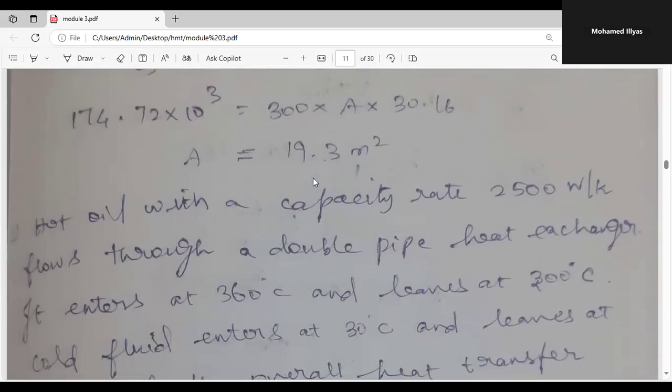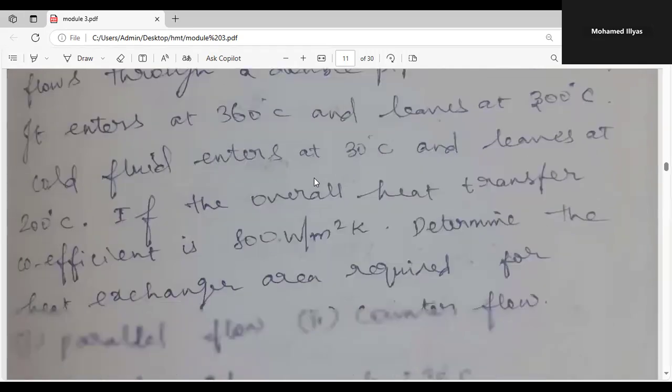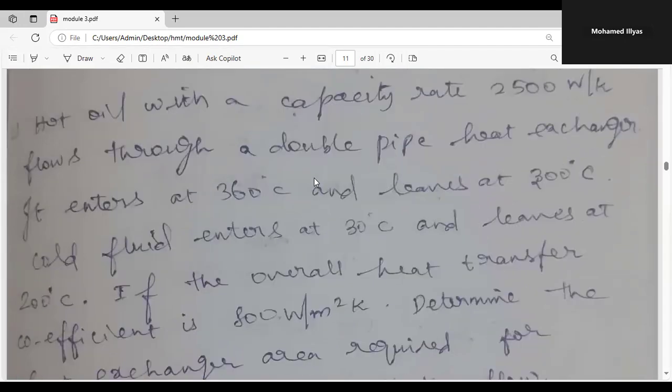Hot oil with a capacity rate of 2500 watts per Kelvin flows through a double pipe heat exchanger. It enters at 360 degrees Celsius and leaves at 300 degrees Celsius. Cold fluid enters at 30 degrees Celsius and leaves at 200 degrees Celsius. If the overall heat transfer coefficient is 800 watts per meter square Kelvin, we have to determine the heat exchanger area required for parallel flow and counter flow here.